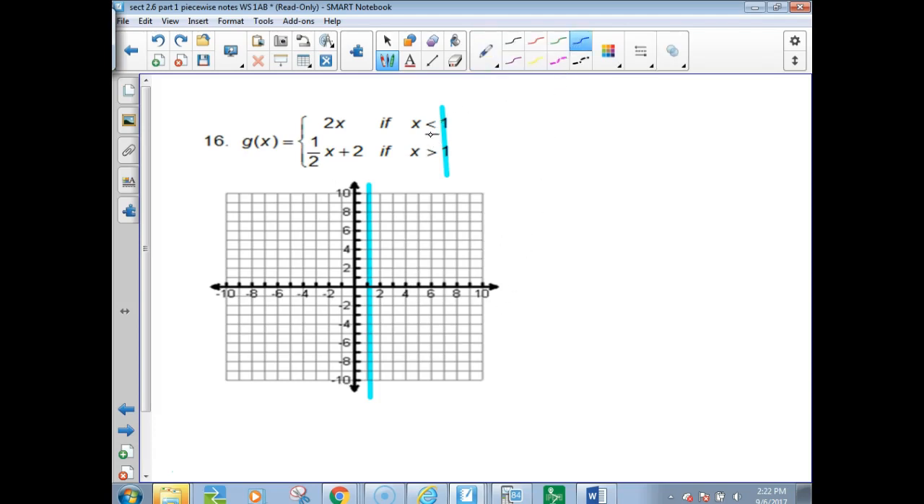Okay, so the first one, we've got y equals 2x if x is less than or equal to 1. So I'll put in 1 and get 2, and that's going to be my solid dot, and I will make sure I make a solid dot at (1, 2). Okay, now I'm going to put in some other numbers smaller than 1, 0, (0, 0). Okay, that thing had a slope of 2, so we could just keep going by going down 2, left 1.